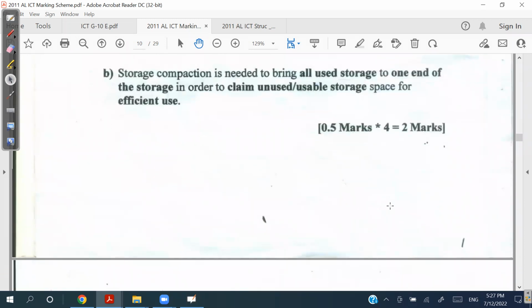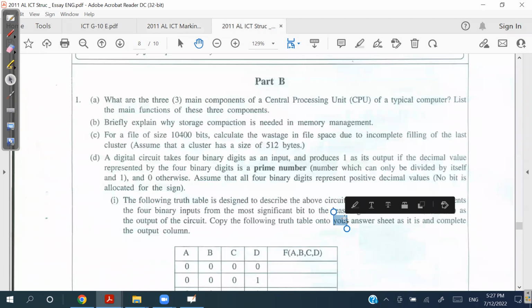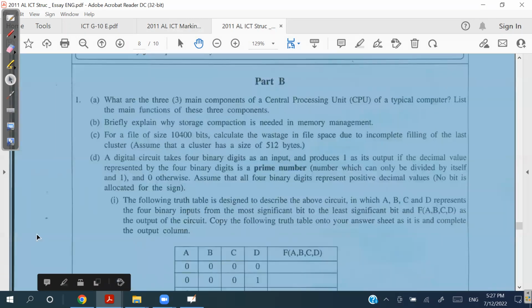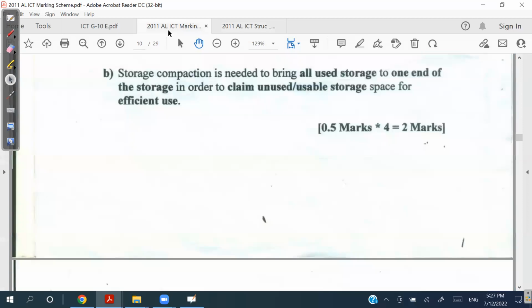And part B, hold on, this could be something out of syllabus. It says, briefly explain the storage compaction. Yeah, the term storage compaction is not in your syllabus, but compaction is about the fragmentation that they are talking about, right? They say storage compaction is bringing all used storage to one end of the storage in order to claim unused or usable storage space for efficient use. So they are kind of describing defragmentation.